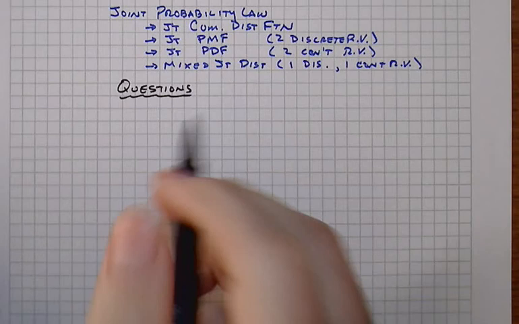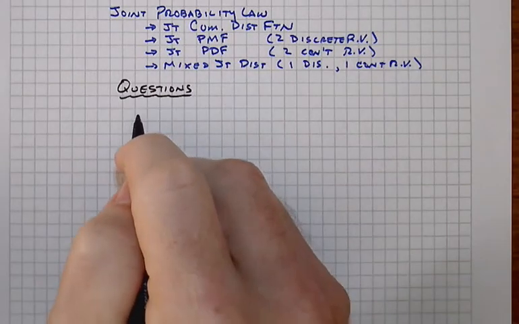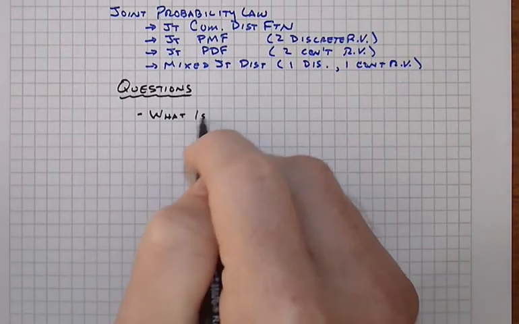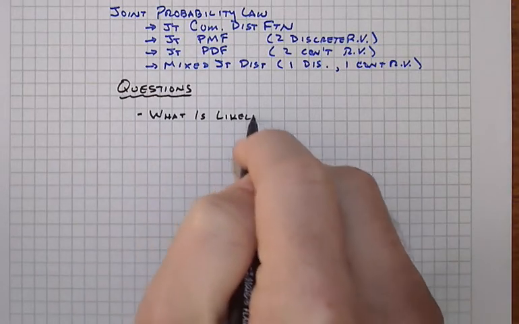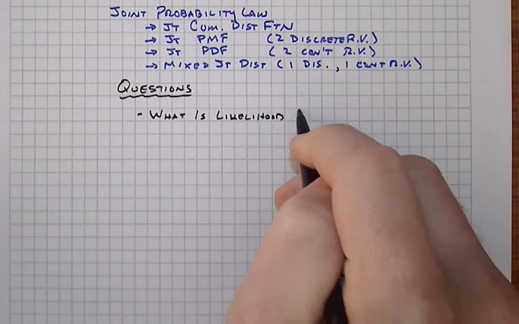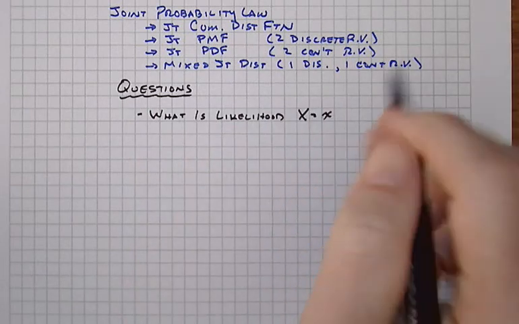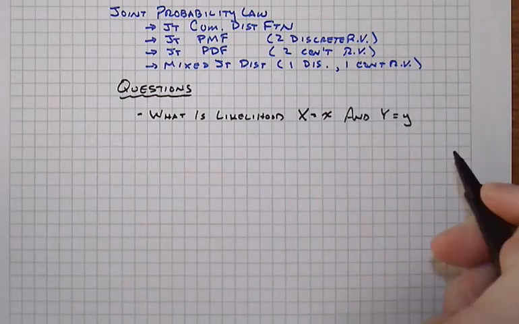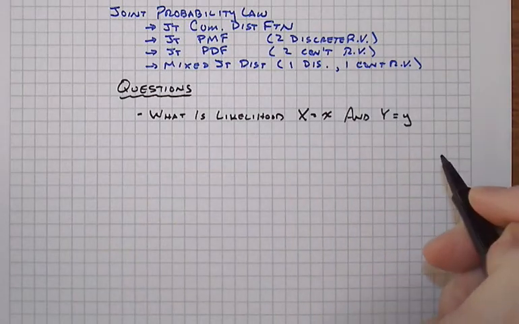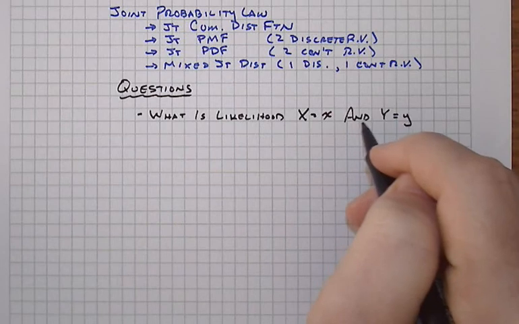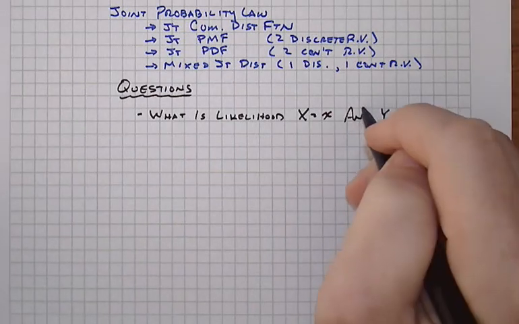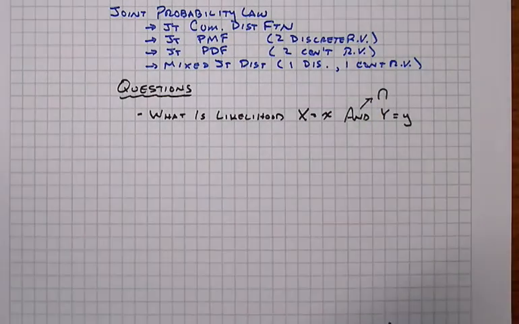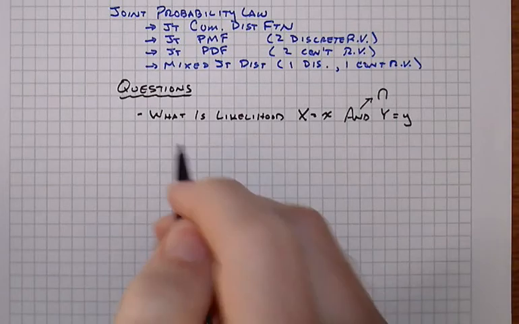Those questions that we might want to address are things such as, what is the likelihood that one random variable takes on one specific quantity and the other takes on a different specific quantity? Remember that "and" is code for, in the set theory notation, the intersection event, oftentimes known as that upside down U.